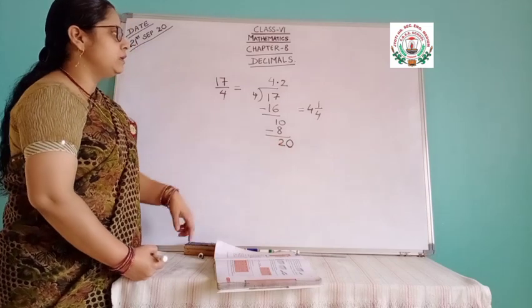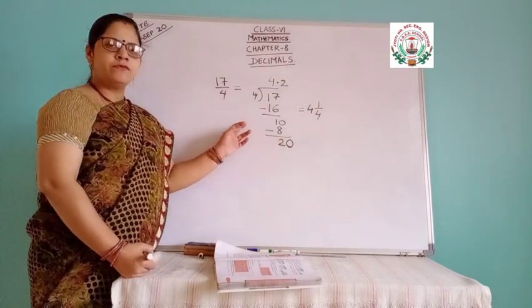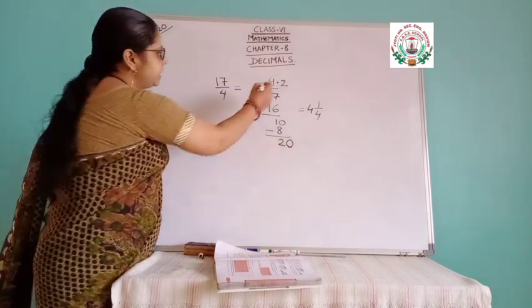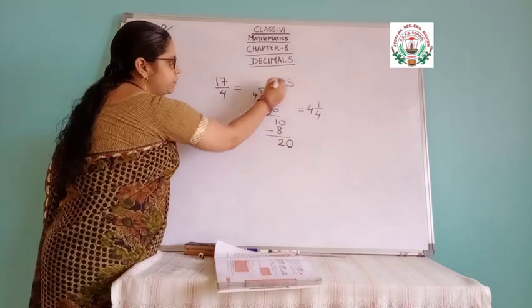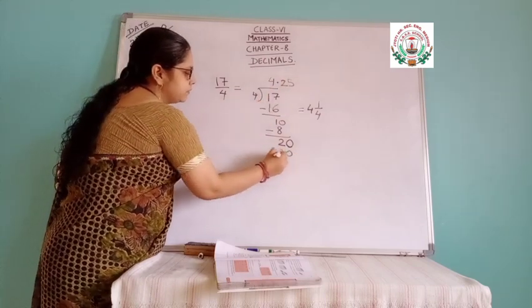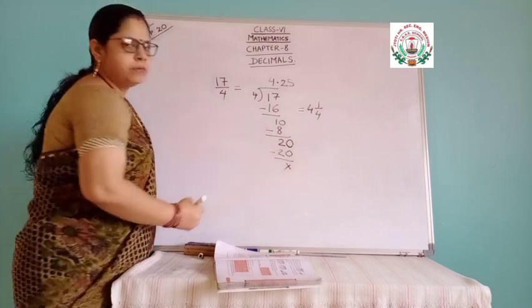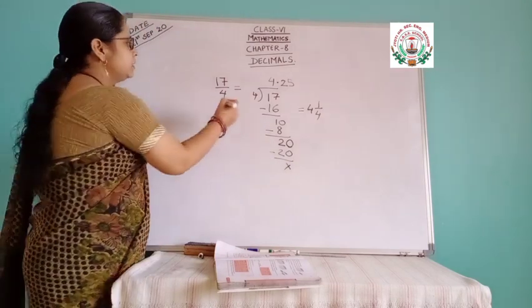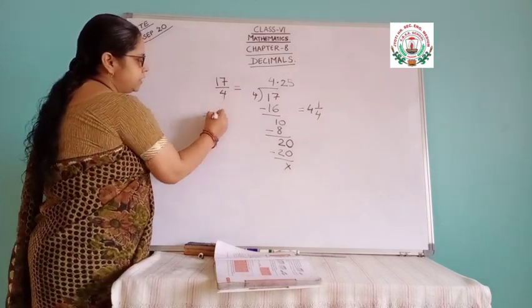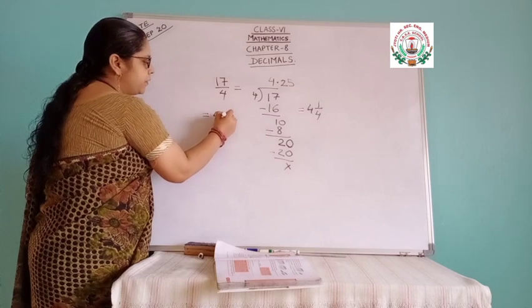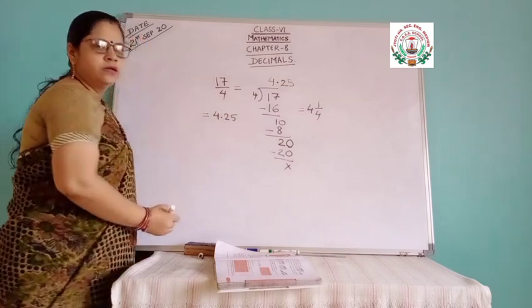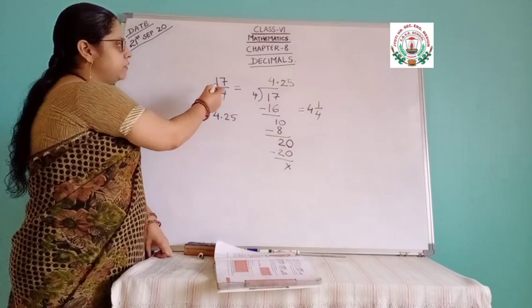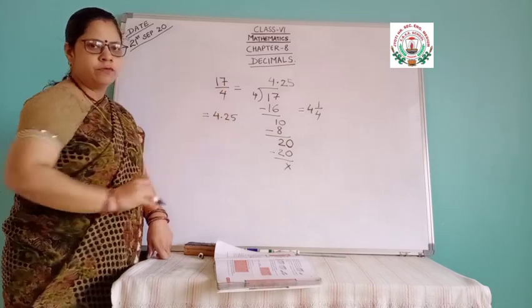Now this 20, is it coming in the table of 4? Yes it is. How many times? 5 times. So 4 5s are 20. Now the remainder is 0. Means the decimal number of this 17 by 4 is 4.25. This is the answer of this fraction in decimal form.